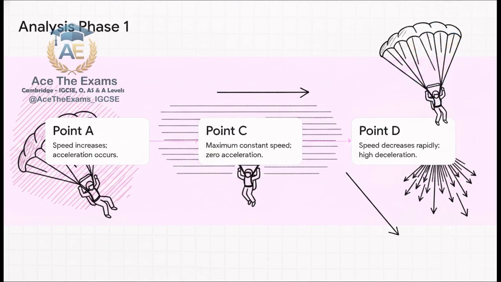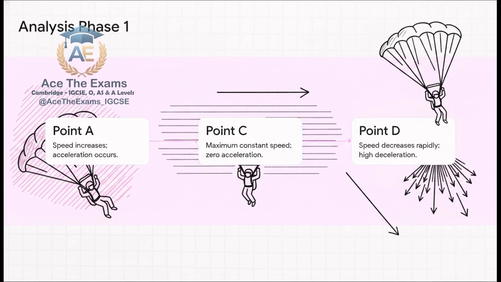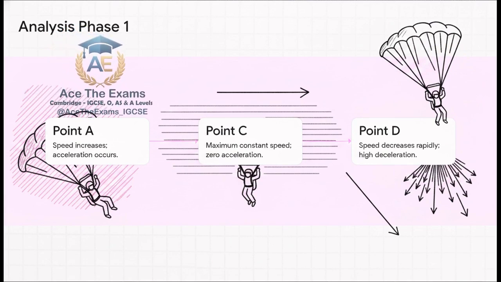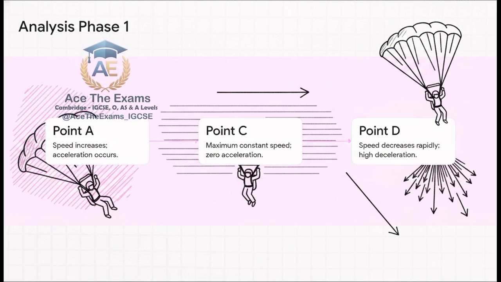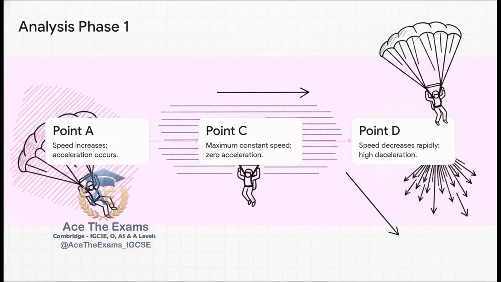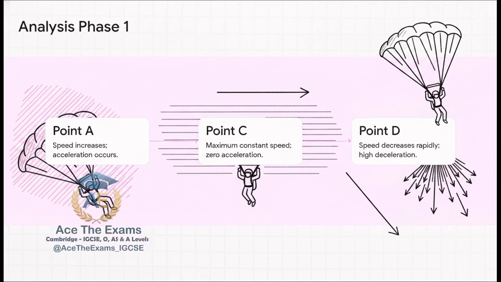Just past that, speed is still increasing, but a bit more slowly, which means acceleration is dropping. Then, bam, we hit point C. The speed reaches its maximum value and just flattens out until point D. This is that critical concept of terminal velocity. A flat gradient on this graph means zero acceleration.